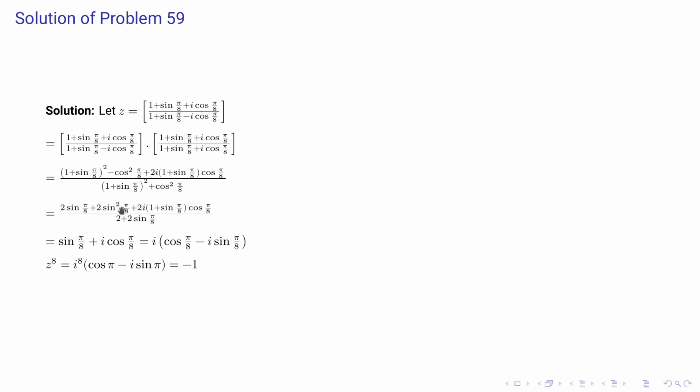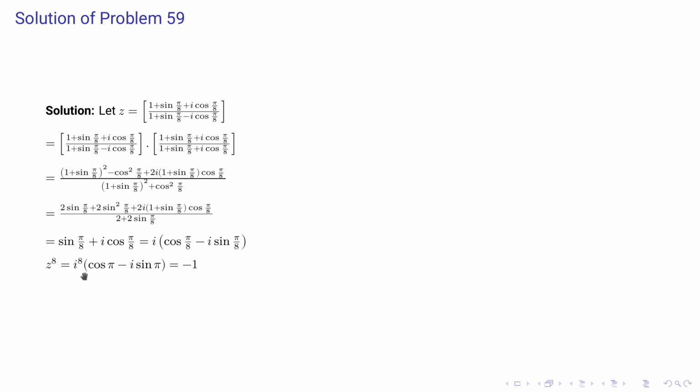Now you can see this will get cancelled with this. If you take sine pi by 8 common, the real part is sine pi by 8, and here 1 plus sine pi by 8 will get cancelled, and 2 and 2 will get cancelled here. So this will be cos pi by 8. So what we get is sine pi by 8 plus i cos pi by 8. This we can write, after taking i common, as i times (cos pi by 8 minus i sine pi by 8).